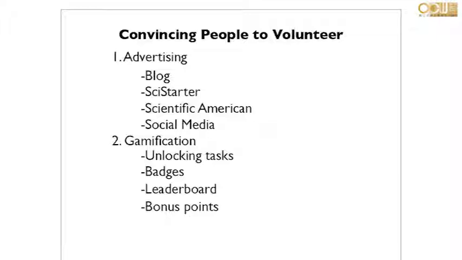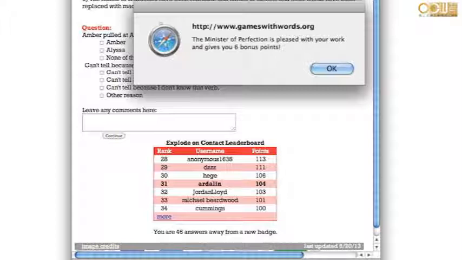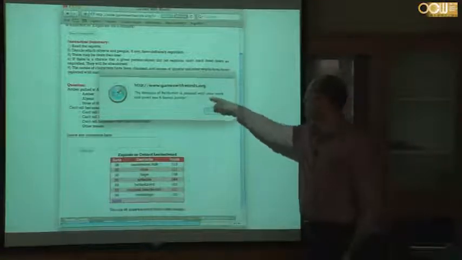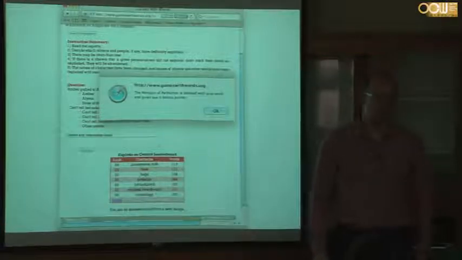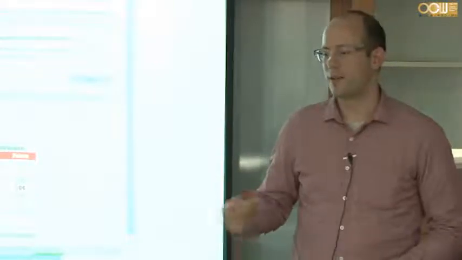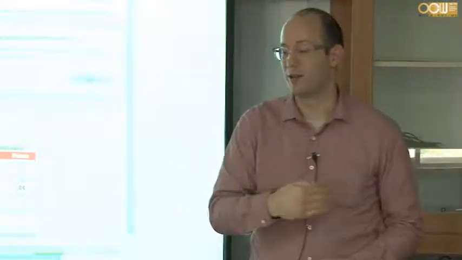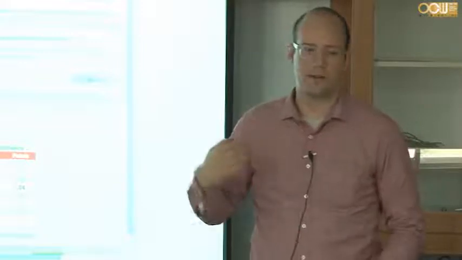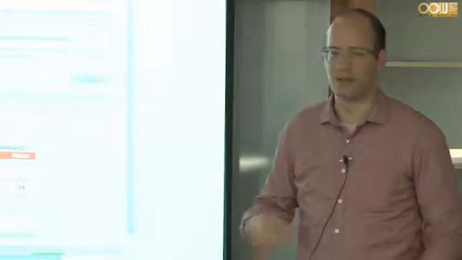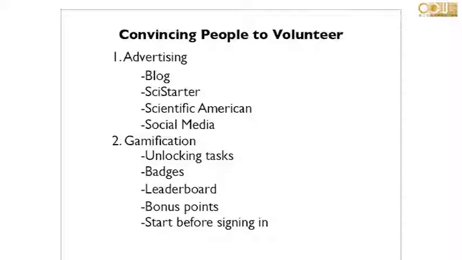So basically, on occasion, you just suddenly are given bonus points. So for instance, in this task, Explode on Contact, there is some person in the backstory. There's this minister of perfection that you're working for, and he's pleased with your work and gives you 6 bonus points. It's important that this happens at random. It turns out there's actually research going back a long, long time that occasionally getting a reward, but it's sort of random, you don't know when it's coming, makes people more motivated to keep on working. So we're using that.